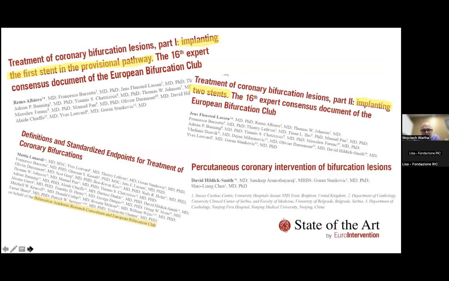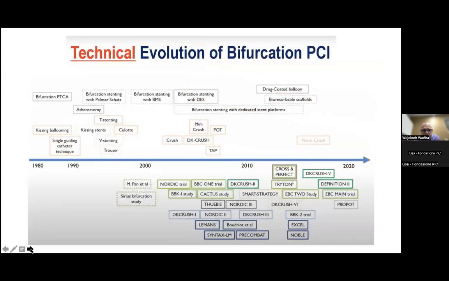So far, many studies have been published which try to assess how to treat patients with bifurcation lesions, with left main bifurcation lesions. Should we treat with a one-stent technique or a two-stent technique? Here you see the technical evolution of bifurcation PCI. Most of the trials started early, in 1918. However, the highest level of trials has been published from 2000 to 2020.